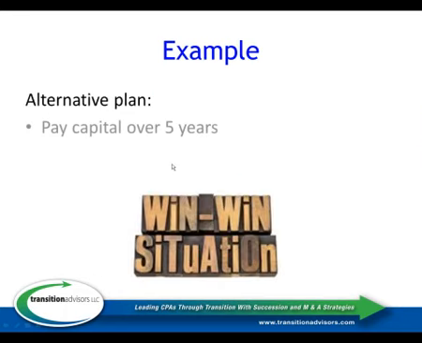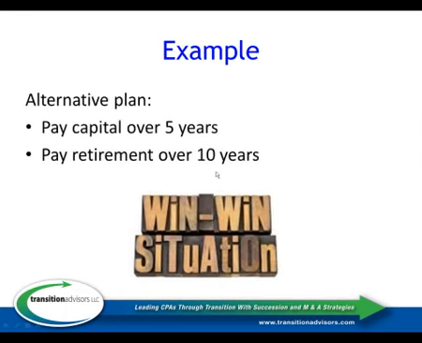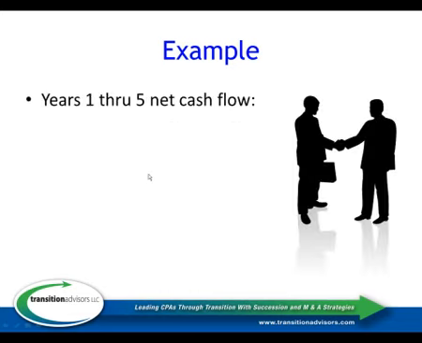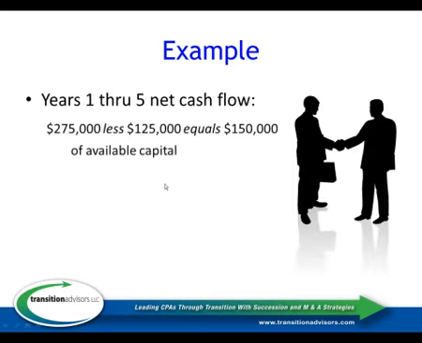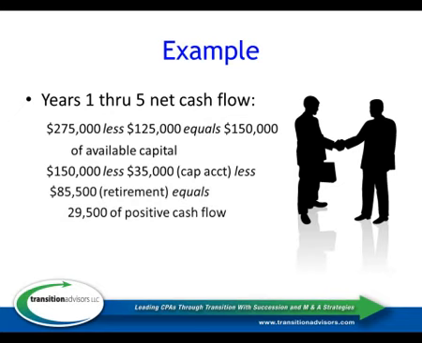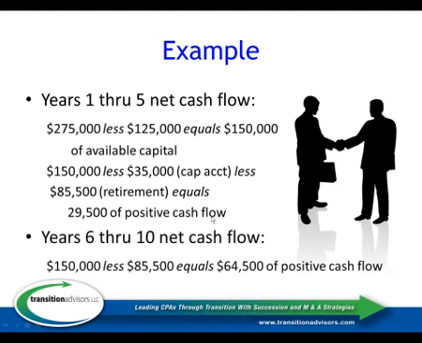The alternative plan would be pay the capital over 5 years, pay the retirement over 10 years, creating a win-win situation. So now going through the same analysis, we've still got the same $150,000 of capital. We're paying $35,000 a year for 5 years on the capital account. In some cases, we might pay interest on that. If I'm going to pay interest on any deferred payments, it would normally be on the capital account. Might pay a small interest rate of, say, 3% or something. And then 85.5 is the 10-year retirement benefit. So we've created now, in this example, $29,005 of positive cash flow in the first 5 years, and then $64.5 in the next 5 years.